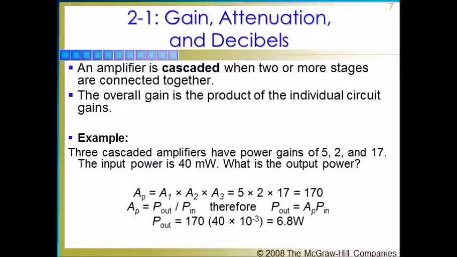Here's another example. Three cascaded amplifiers have power gains of 5, 2, and 17. The input power is 40 milliwatts. What is the output power? By multiplying the 5, 2, and 17, we find the power gain, which is 170. By substituting the input power and the power gain, we find the output power, which is equivalent to 6.8 watts.